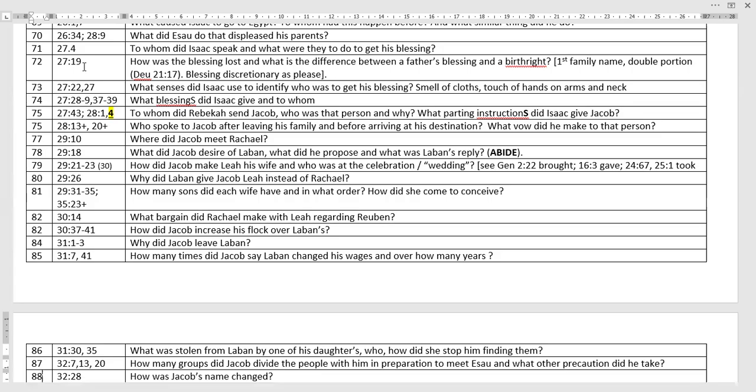As they read the verses in, where are we up to? Okay, in question 72. And I'll give you some Deuteronomy 21:17, and some other places there.